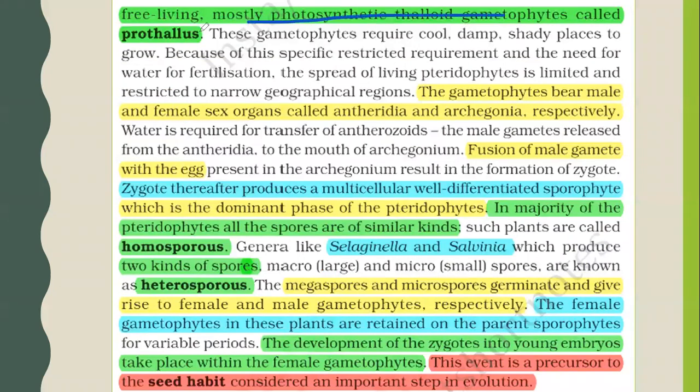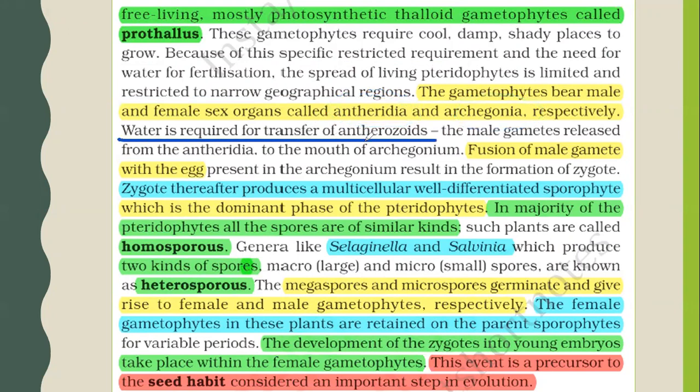The photosynthetic thalloid gametophyte is called the prothallus. The gametophyte requires cool, damp, shady areas. Because of this specific restricted requirement, they are spread to only a narrow region. The male sex organ is the antheridium and the female sex organ is the archegonium.